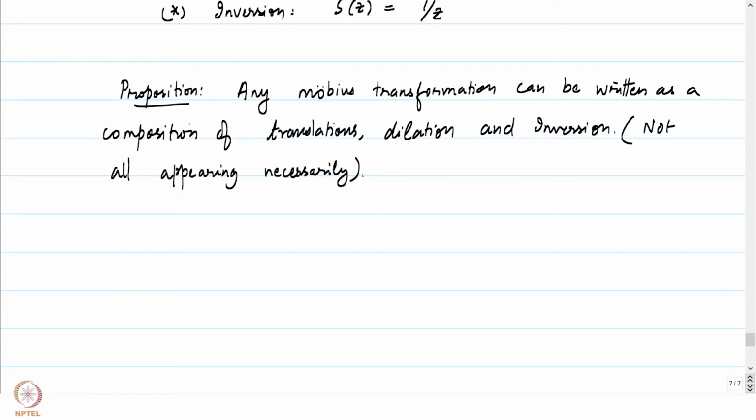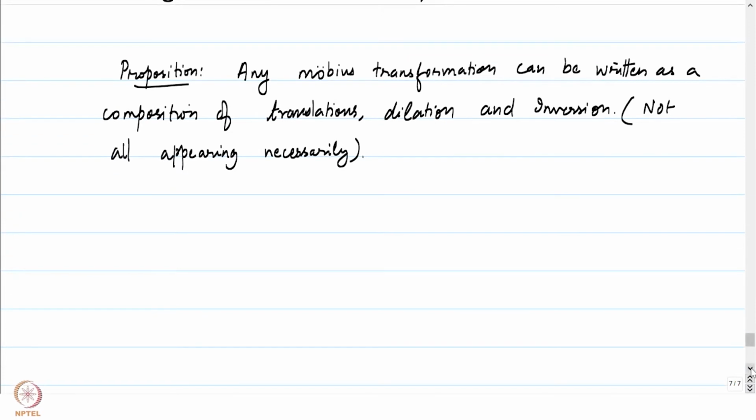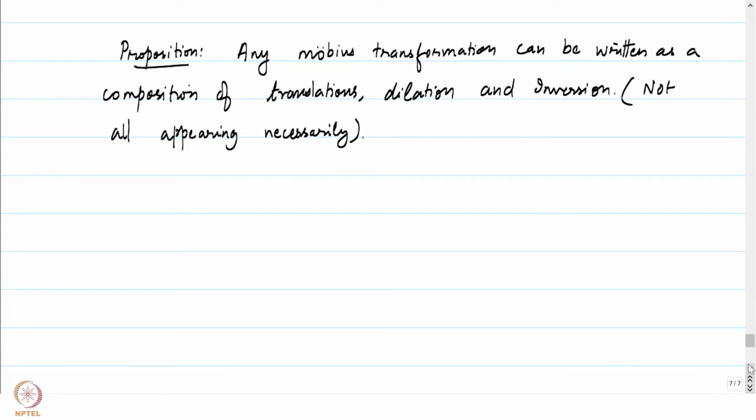For example, if you take a dilation, it's already a dilation. We don't need a translation and inversion now to get it as a composition of these. So that's the statement of the proposition. Let's give a proof. The proof is quite straightforward. It's just getting hold of the right translations and dilations to describe our Mobius transformation.